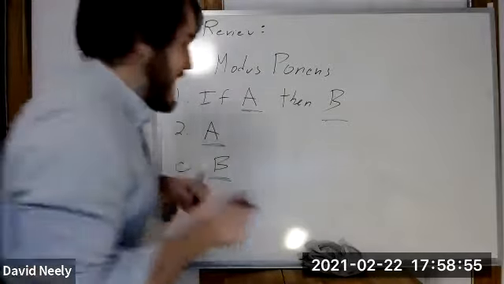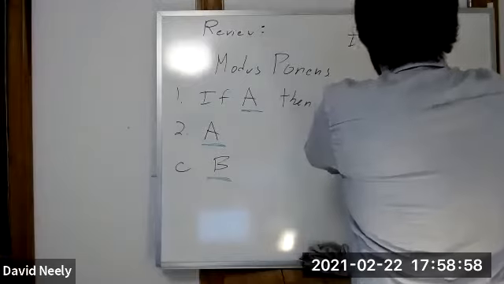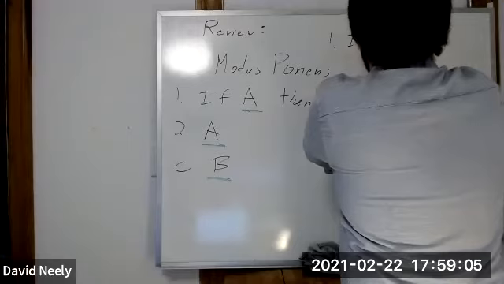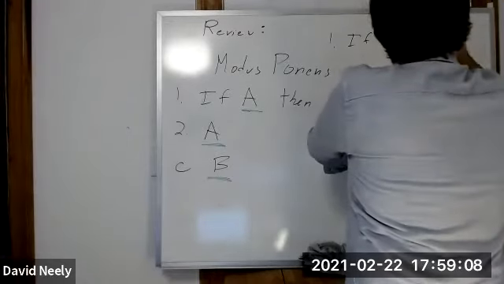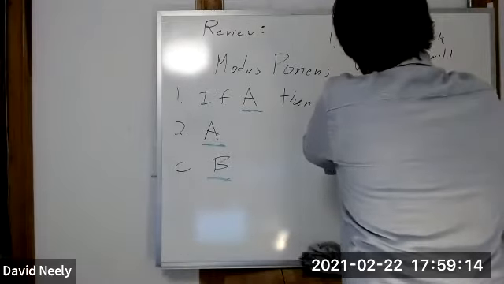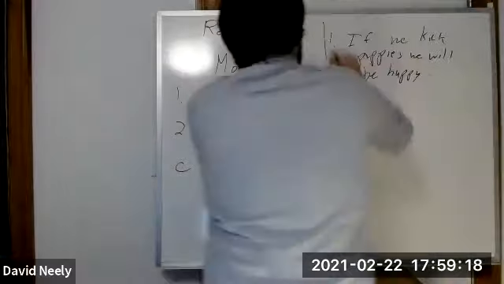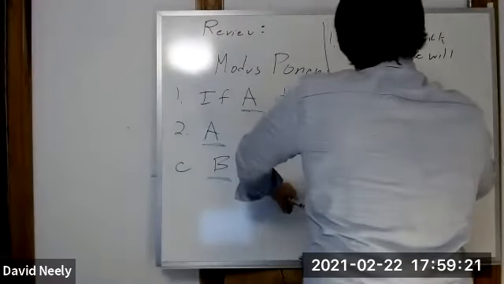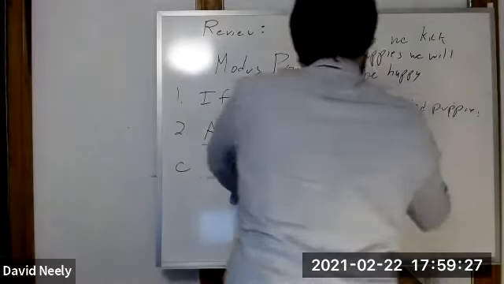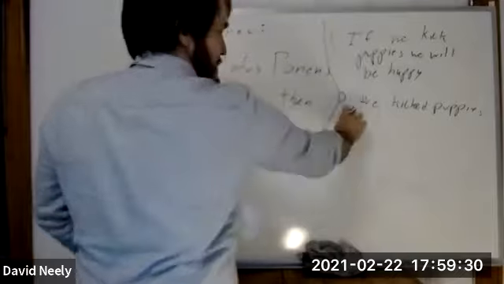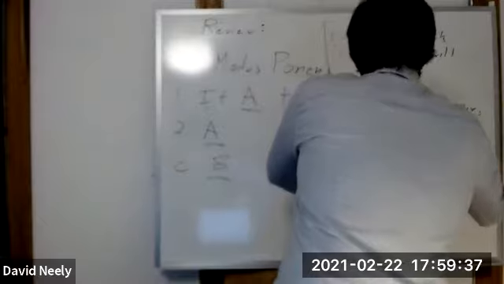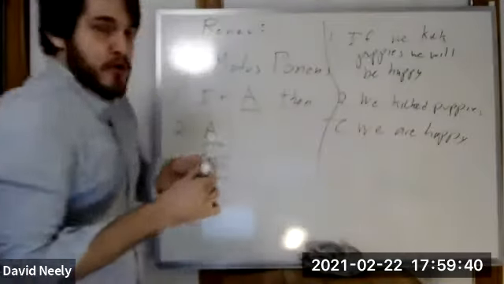So if somebody were to say: Premise 1: If we kick puppies, we will be happy. Premise 2: We kicked puppies. Conclusion: well, if this were true and this was true, what else would be the case? It would have to be the case that we are happy. So no matter what you put in here, it's valid.